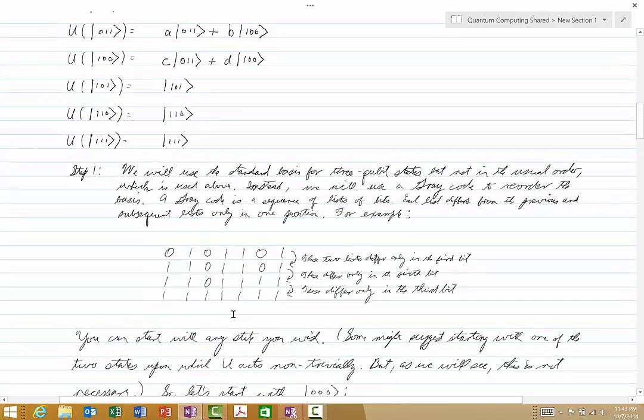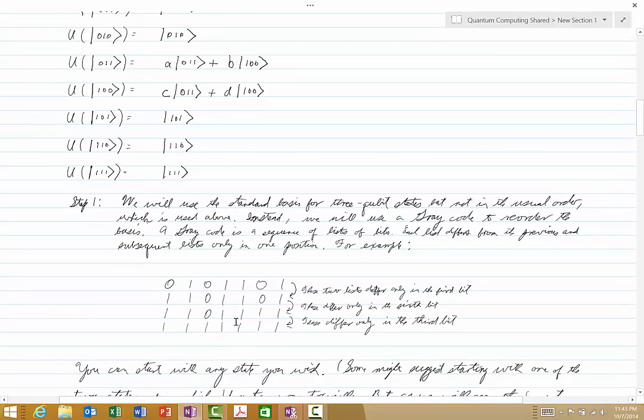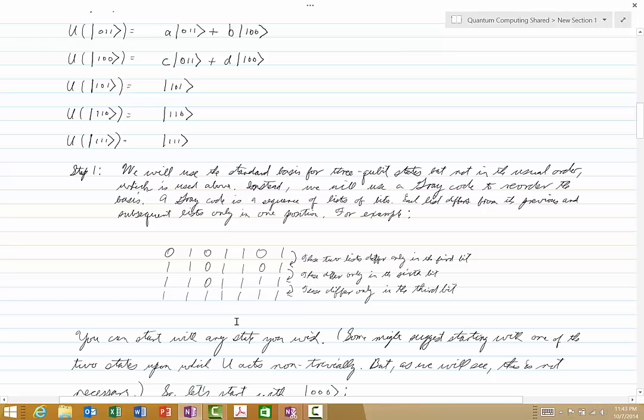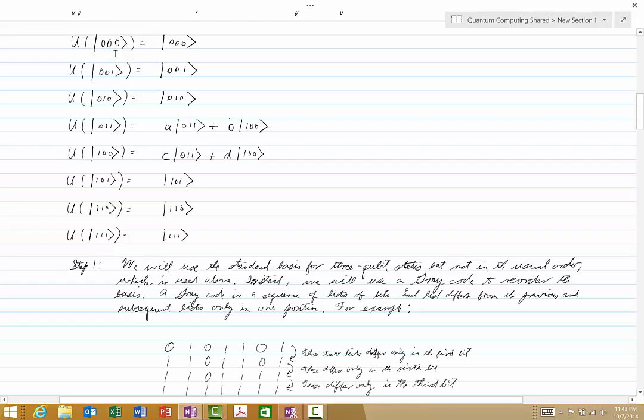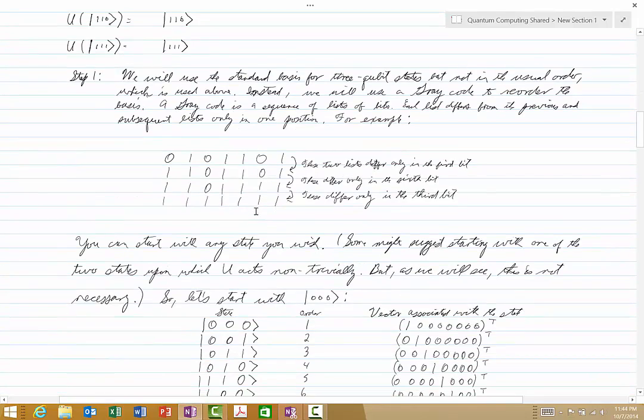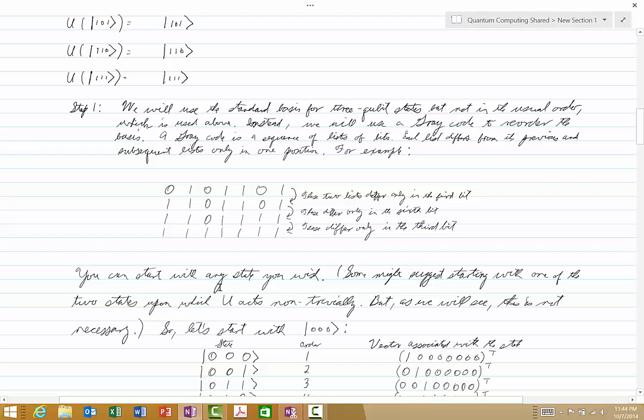So now we want a gray code for the states, and as I said, we're going to use the standard basis. So we're going to use these same states here, 0, 0, 0, 0, 0, 1, 0, 1, 0, and so on, but just in a different order. Now, as this note says, you can start with any state you wish. And some people might suggest you start with one of the two states upon which U acts non-trivially, but as we will see, this is not necessary.